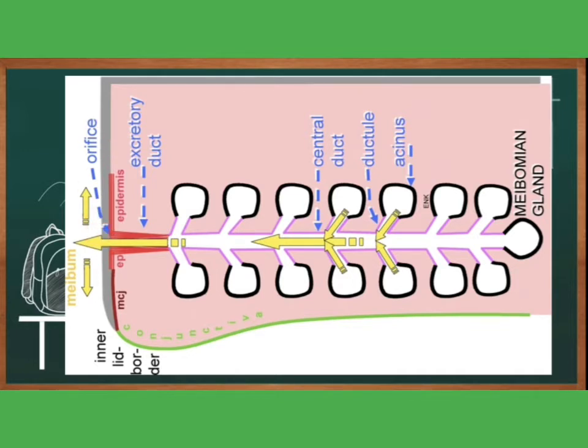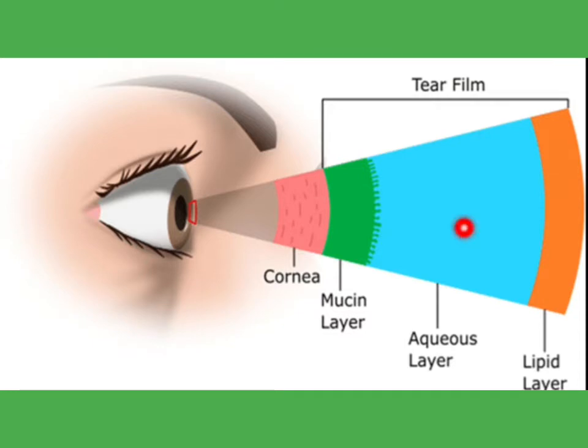These lipids are compound lipids, made up of polar lipids, the phospholipids, and non-polar lipids like cholesterol, wax esters, cholesterol esters, etc. So this lipid layer is coating the aqueous layer. Why? To prevent evaporation. Our tear film has three layers: lipid layer, aqueous layer, and mucin layer. The lipid layer, as I discussed, comes from the Meibomian gland. The aqueous layer comes from the lacrimal gland, and the mucin layer comes from the goblet cells of the conjunctiva.